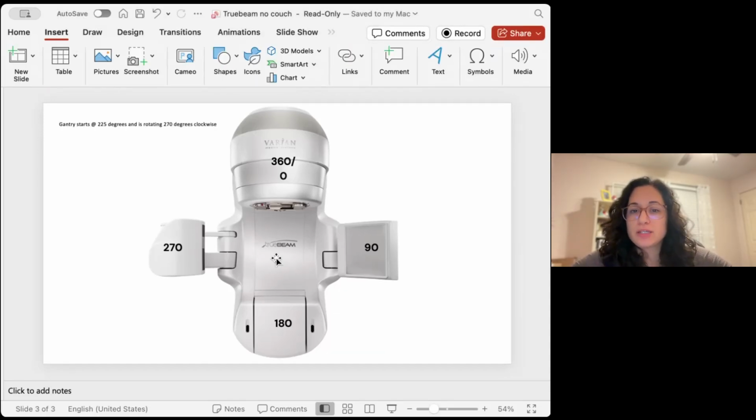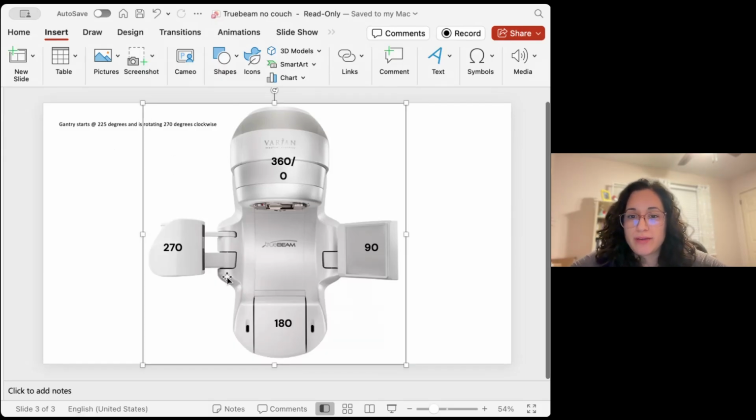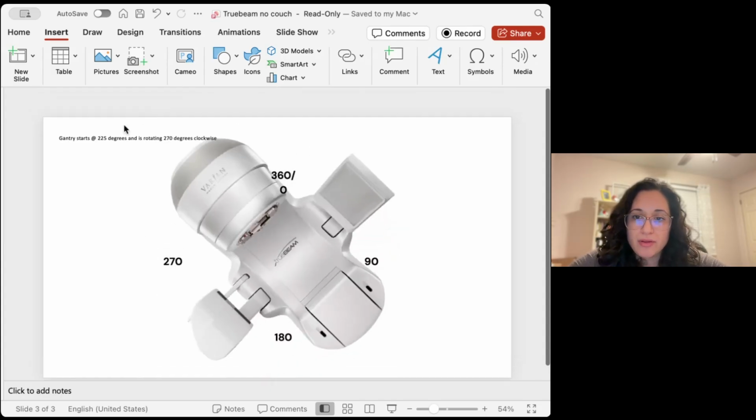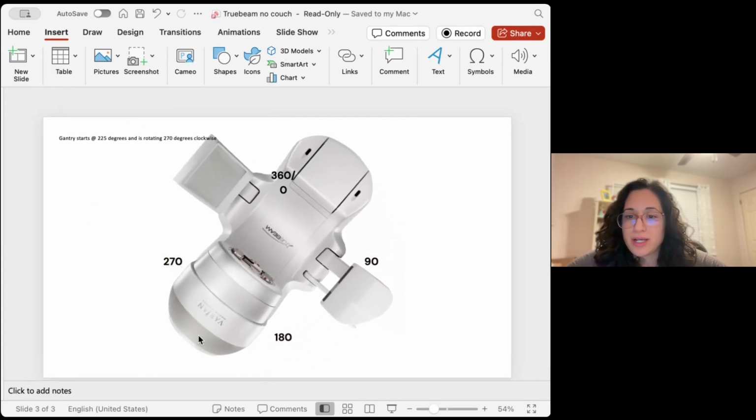Okay, now let's put this into a potential question. So the gantry starts at 225 degrees and it's rotating 270 degrees clockwise. Now, how can we find what the ending gantry angle is? So we said that it's starting at 225. So now if 270 is over here, 180 is down there, 225 is most likely somewhere around here, give or take.